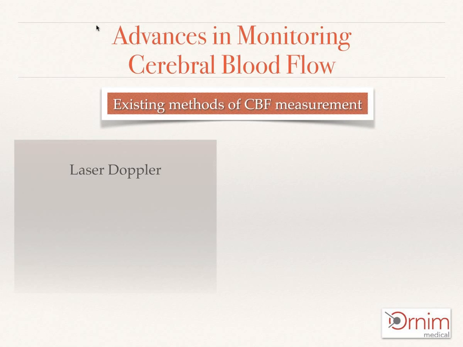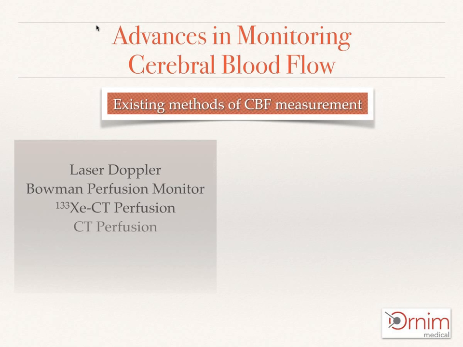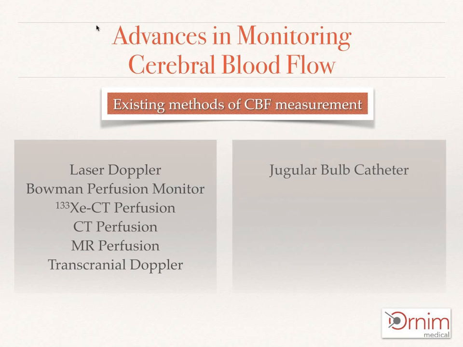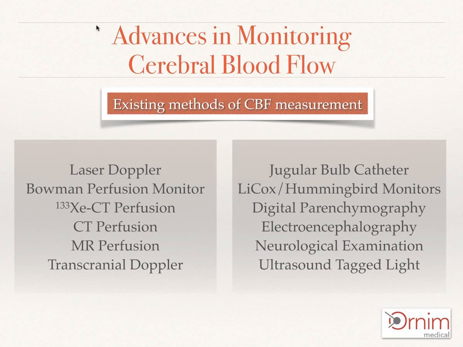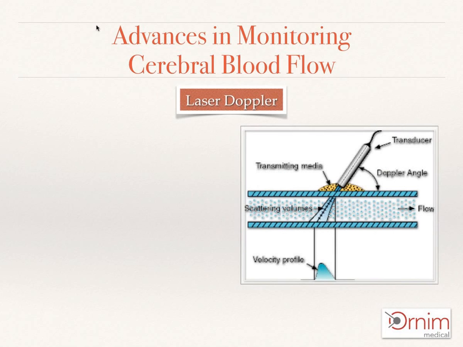Today we have a variety of different ways that we can measure cerebral blood flow, and we'll just go through this quickly. Laser Doppler, perfusion monitoring, and CT xenon. CT perfusion, MR perfusion, and transcranial Doppler. We also use jugular bulb catheterization, Licox and Hummingbird monitors, digital parenchymography, electroencephalography, and then there's the good old-fashioned neurological examination. And we're talking about ultrasound tag light.